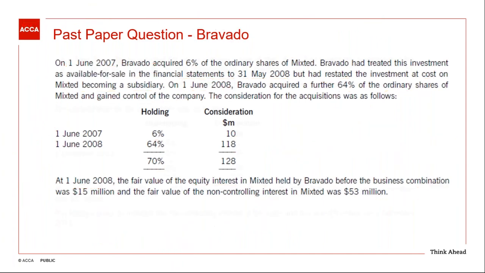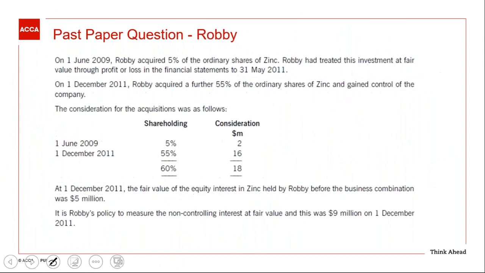Okay, now we have another question by the name of Robbie. In this question, I'm going to tell you the carrying amount because it is not mentioned in the question. And we're going to assume that the carrying amount is $3 million of the old investment.